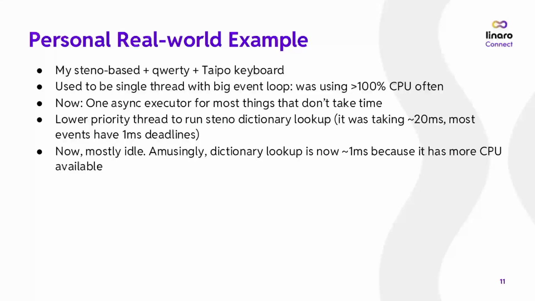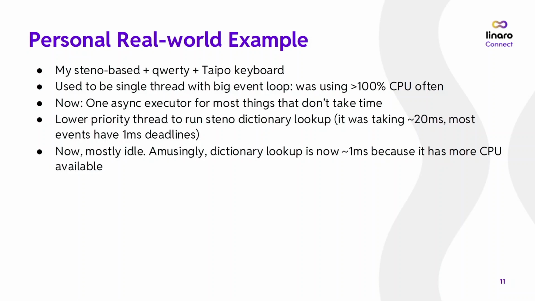So here's my practical real-world example that I just explained. When I started, big thread, 100% of CPU. Now I have one executor for things that don't take very much time, that are I/O driven. And then there's a lower priority thread that runs the steno dictionary lookup. And just as an example, that lower priority thread was taking on the order of 20 to 30 milliseconds to do a lookup.